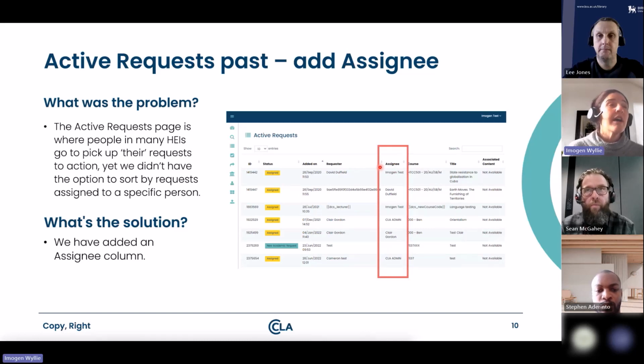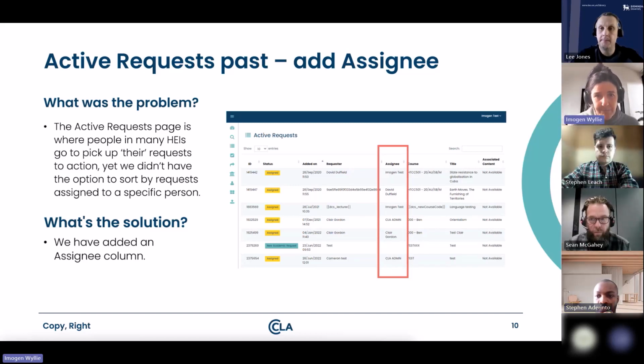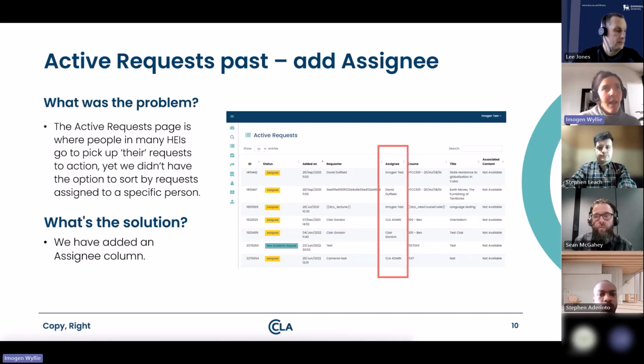Why did we do this? Well, a lot of people were saying that it's very hard to pick up your requests because it was very hard to tell which ones were assigned to you, which ones weren't, see who was doing what. So the assignee column, you can now sort by assignee, you presumably can search by assignee as well, and hopefully it'll make it easier to find things. I think we've already been getting some positive feedback on that, so hopefully you're finding that useful.